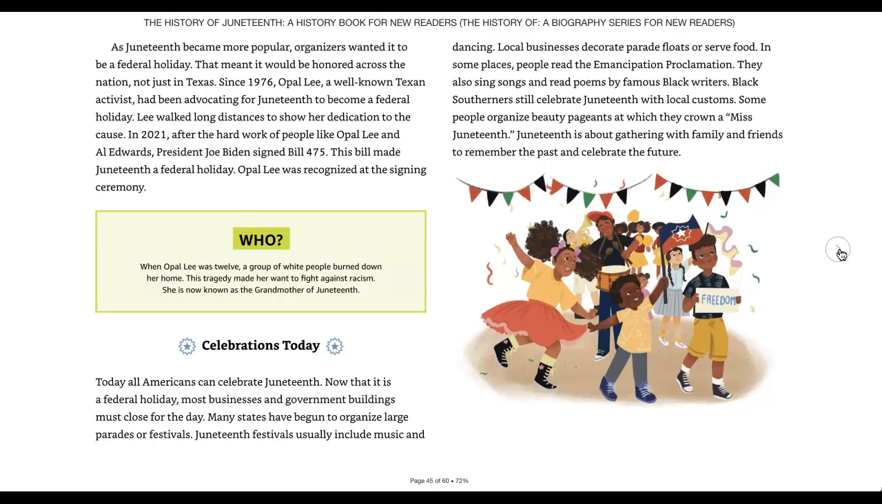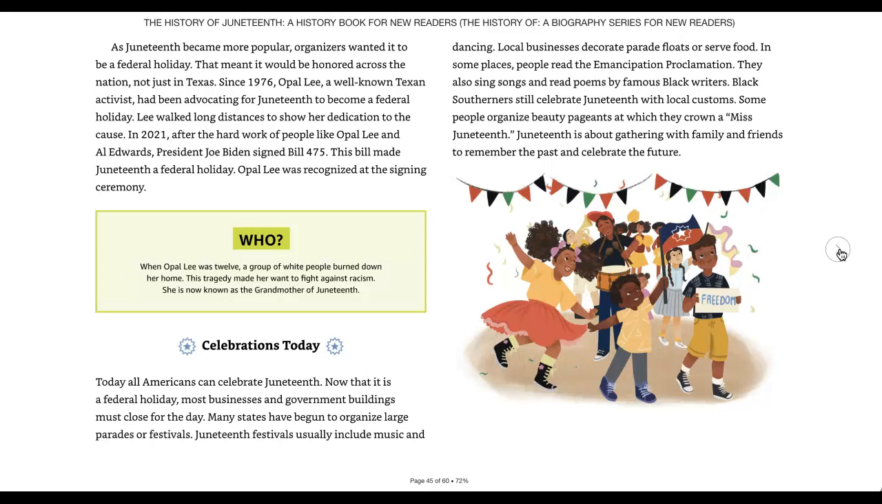Celebrations today. Today, all Americans can celebrate Juneteenth. Now that it is a federal holiday, most businesses and government buildings must close for the day. Many states have begun to organize large parades or festivals. Juneteenth festivals usually include music and dancing. Local businesses decorate parade floats or serve food. In some places, people read the Emancipation Proclamation. They also sing songs and read poems by famous Black writers.